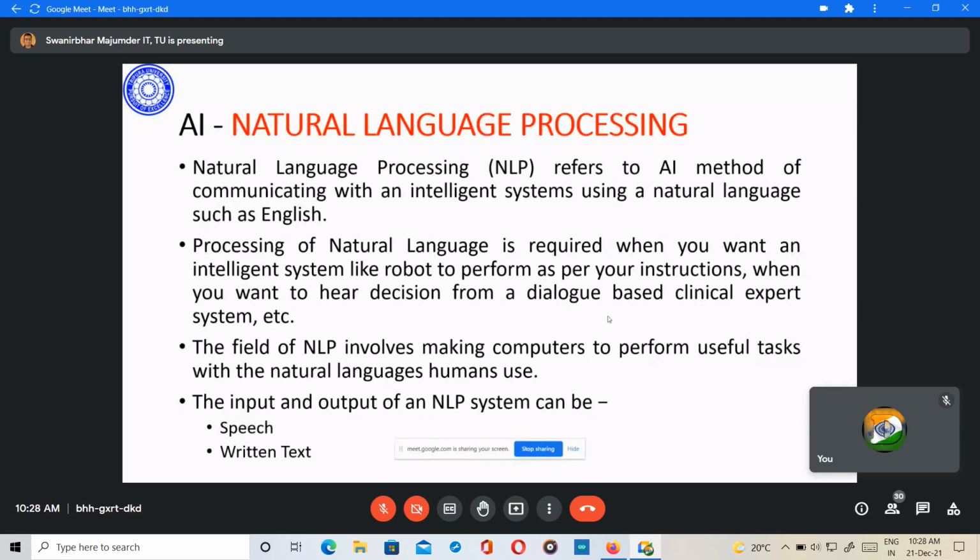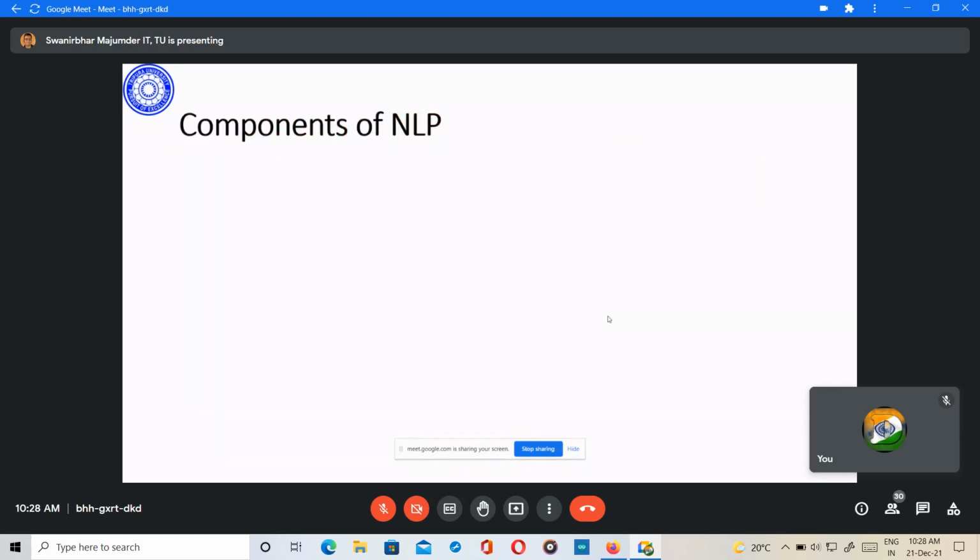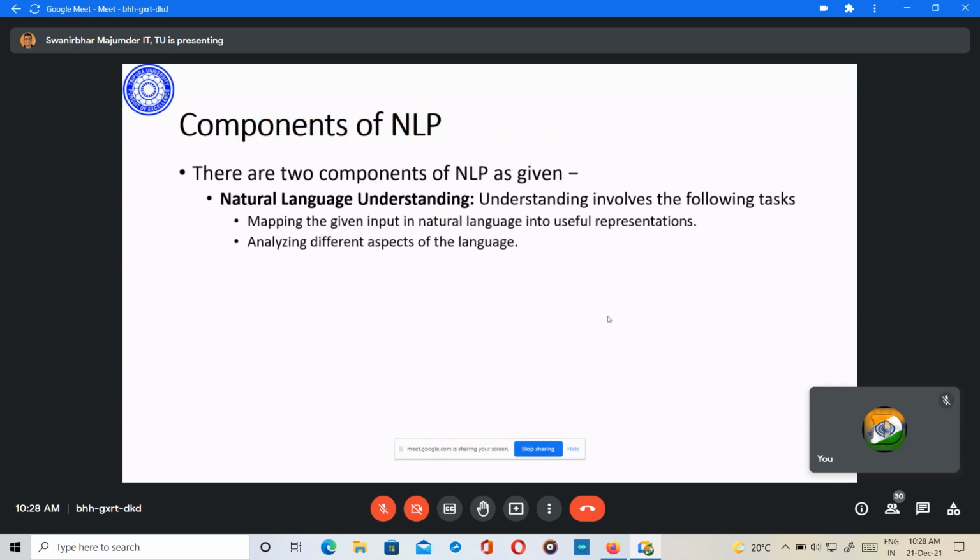and if it is written text, it is much easier. Like I was saying, my kid is searching for Tom and Jerry by just saying "Tom and Jerry," and I am searching for Tom and Jerry by typing "Tom and Jerry." So there is a difference in how you are using the natural language processing system. It has different components. First is natural language understanding.